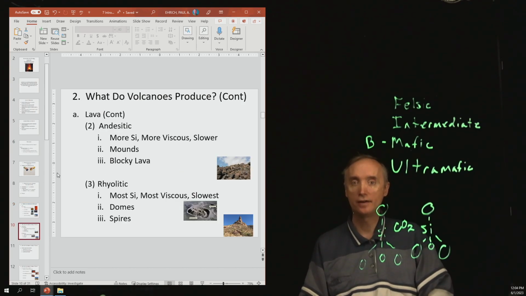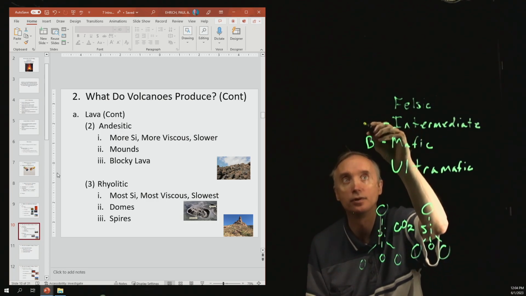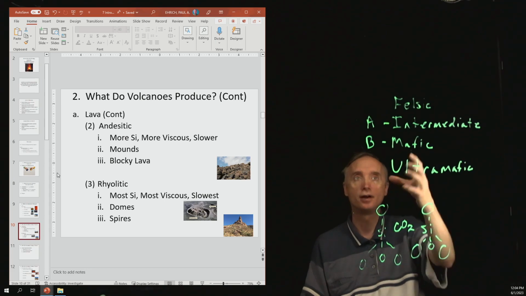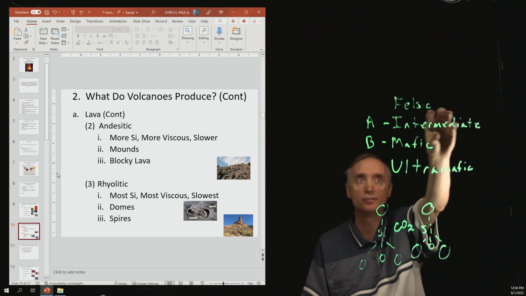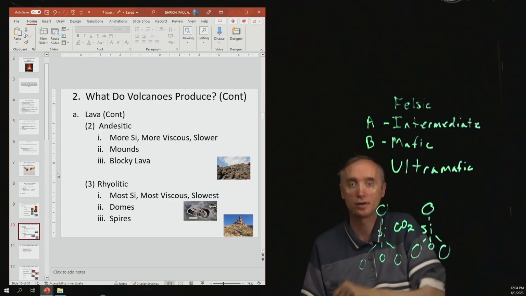All right, then you have your andesitic lavas. So that goes with the intermediate magmas. So I'll put A for andesitic. When you have intermediate types of magmas, that's going to produce andesitic types of lavas.